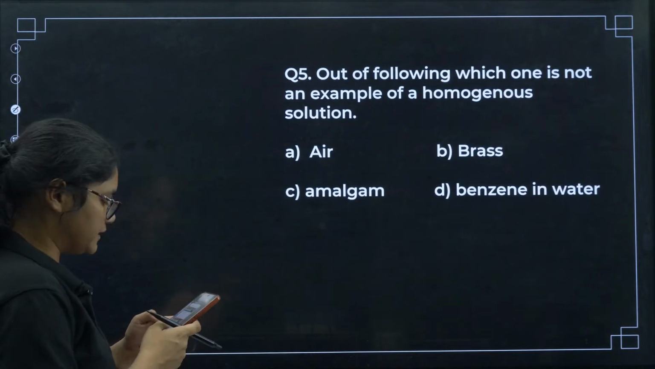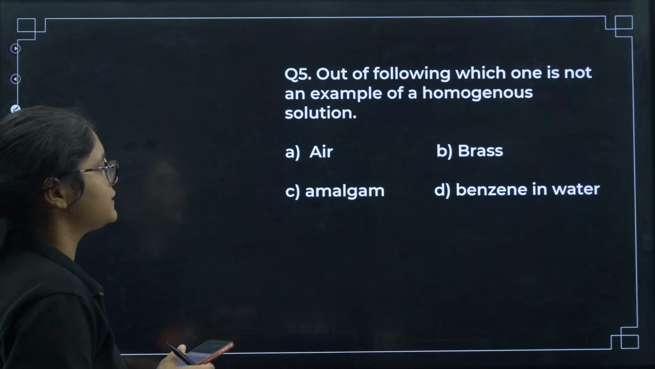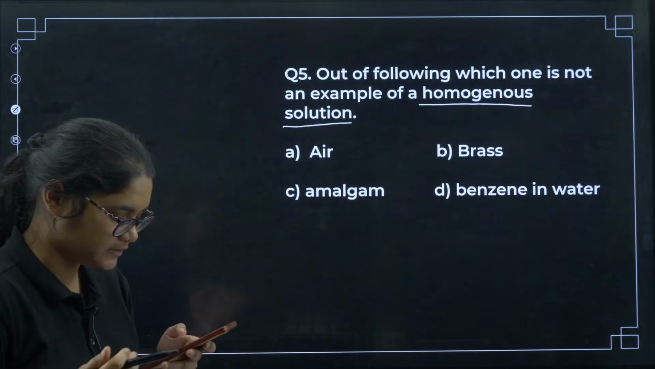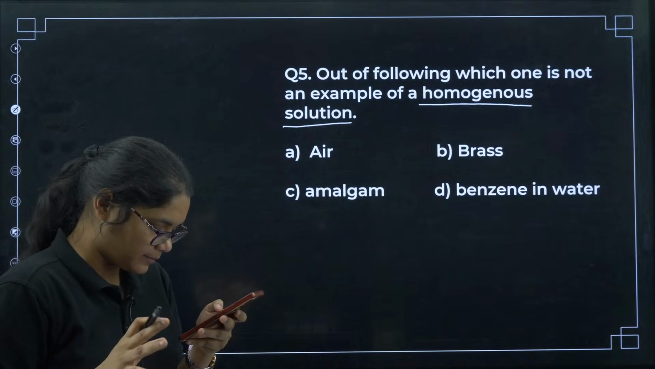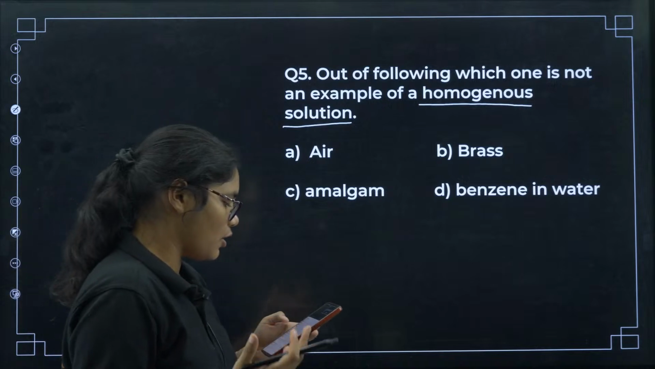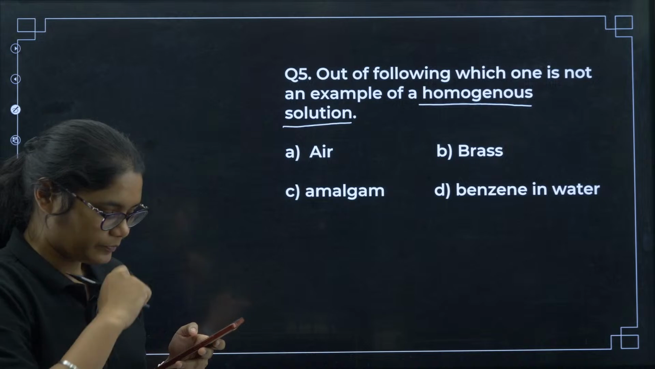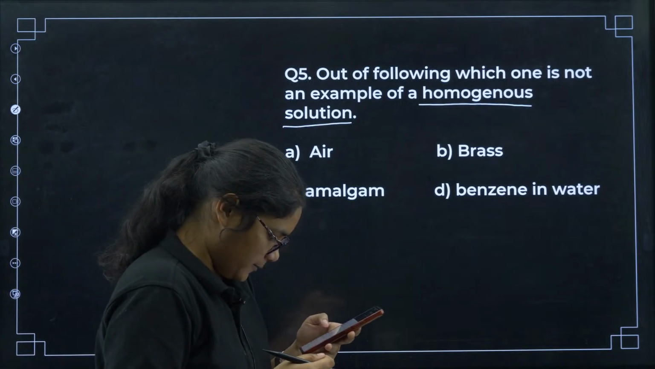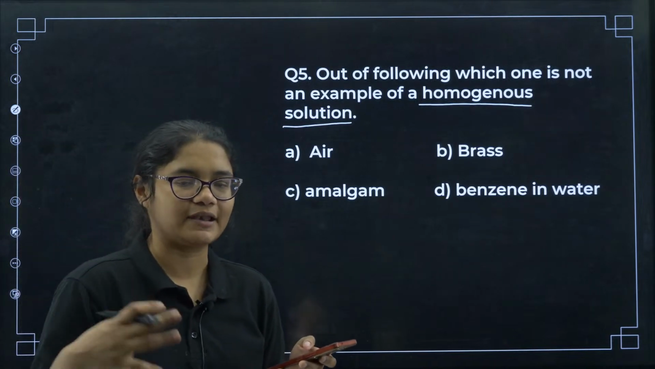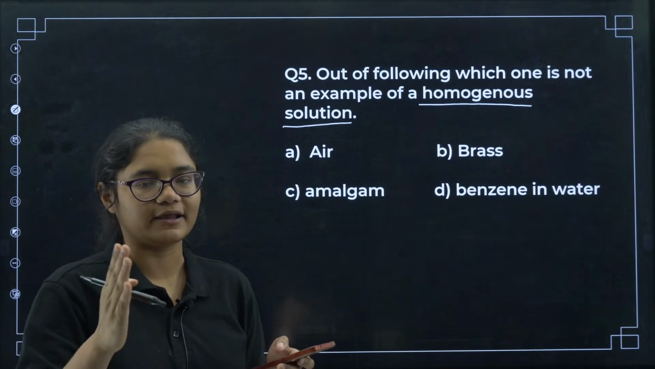Question number 5 asks: out of the following, which one is not an example of a homogeneous solution, or homogeneous mixture? Is it air, brass, amalgam, or benzene in water? Adi, it will be 0.0178, which can be rounded off to 0.018. So you have to find the most appropriate and nearest answer.